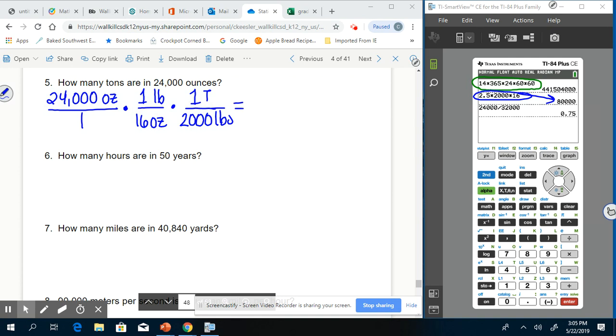So now I can check to make sure that I have the unit I need. Ounces cancels with ounces, pounds cancels with pounds. I'm left with tons. So now I have 24,000 tons over 16 times 2,000, which is 32,000. Dividing that out, 24,000 divided by 32,000 is 0.75. So 3/4 of a ton is equivalent to 24,000 ounces.